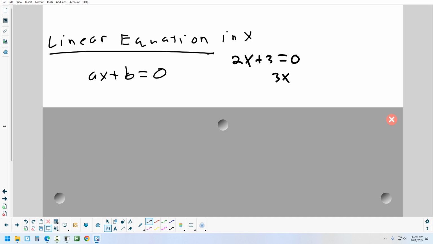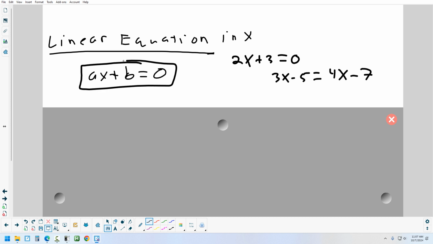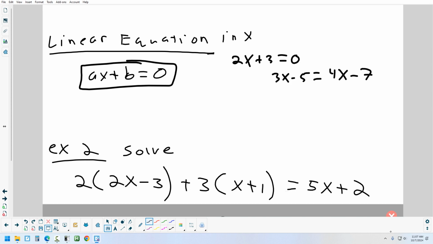How about this one? Is that one exactly in the format right here? No. Could it be rearranged to be in that format? Yes. You could minus the 4x and you could add the 7, put everything on one side, and you would have something that looks exactly like ax plus b equals 0. All right, so a linear equation basically has only x's to the first power. If you have an x to the second power, it becomes something else. Okay, but you can only have x's to the first power.